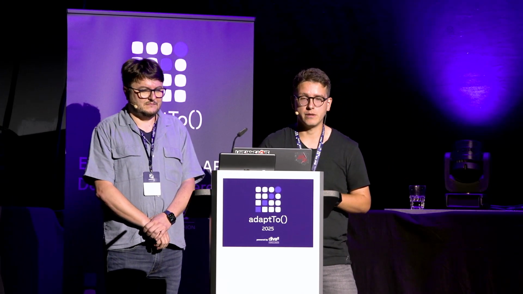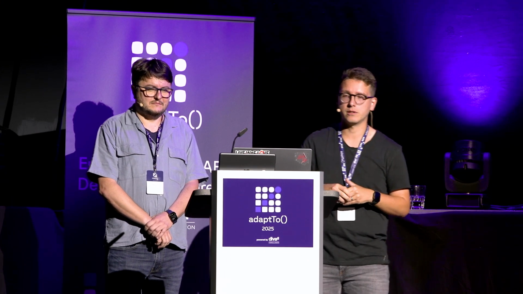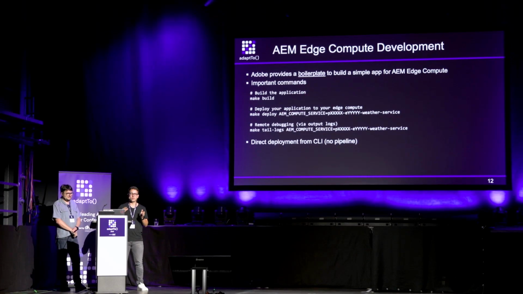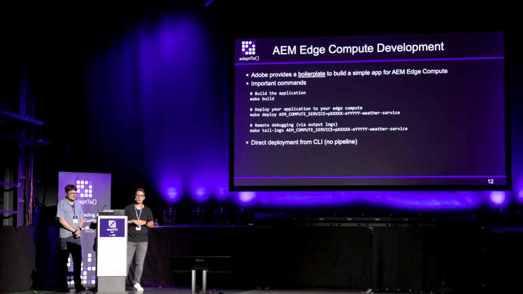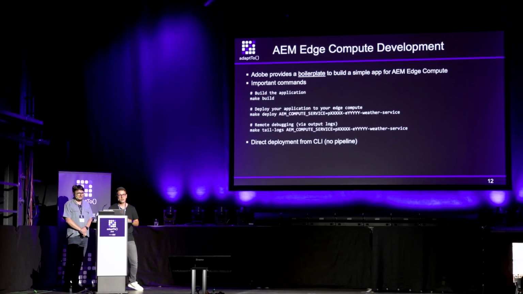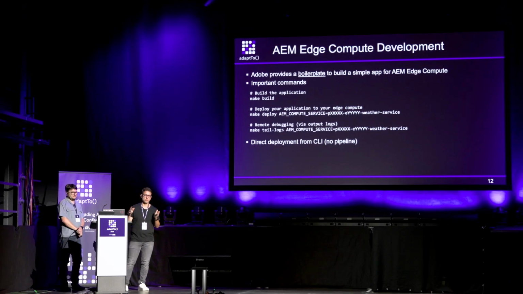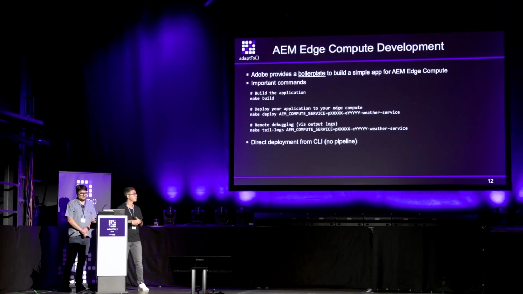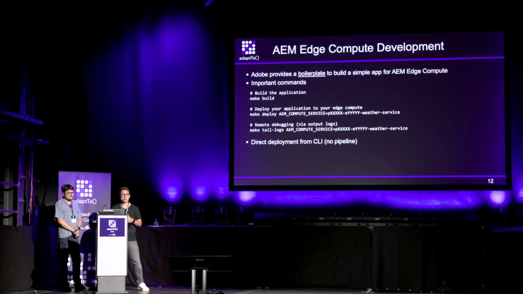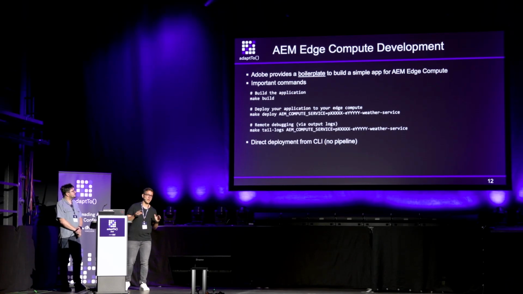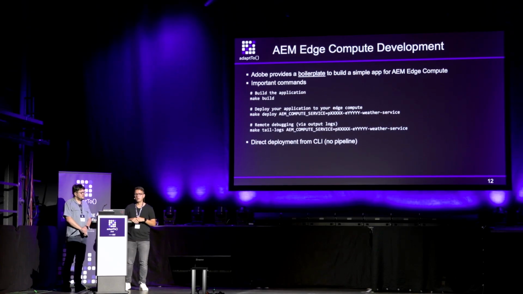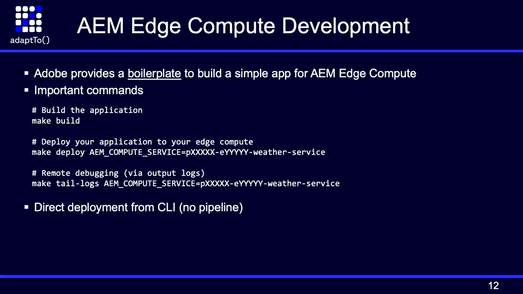It takes one argument, AEM compute service, which is basically the AEM cloud service coordinates or the HDRE service coordinates, followed by the name of your service. Once it's deployed, if you need to debug it remotely, we also provide a tool called make tail logs that will stream the standard output of your edge compute back to your terminal. Quite handy for debugging. As you can see, we offer only direct deployment from the command line, so there is no pipeline in Cloud Manager, at least for now. But that CLI can easily be called from your CI/CD. For instance, we provide a GitHub action example as part of our boilerplate.